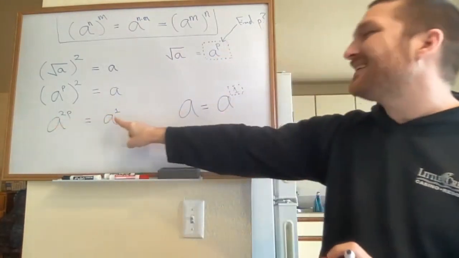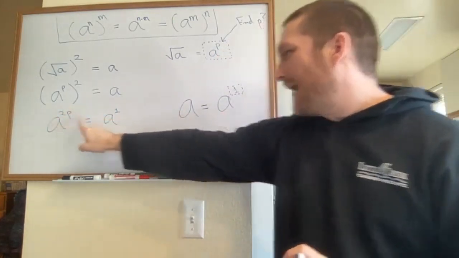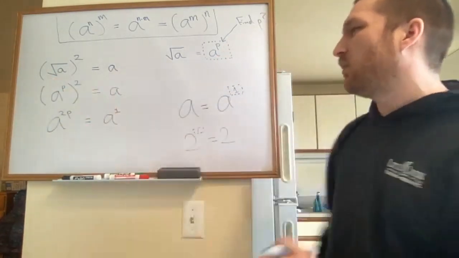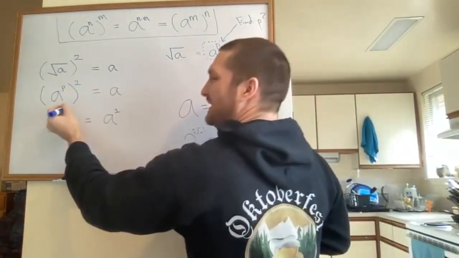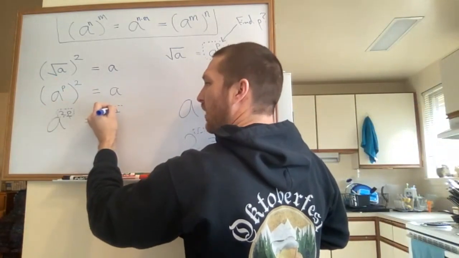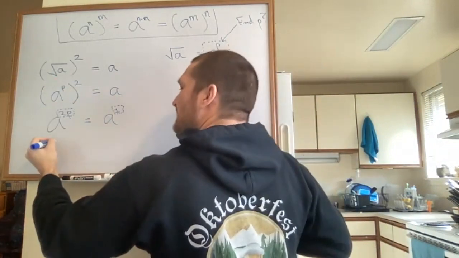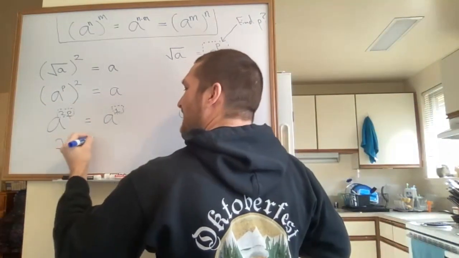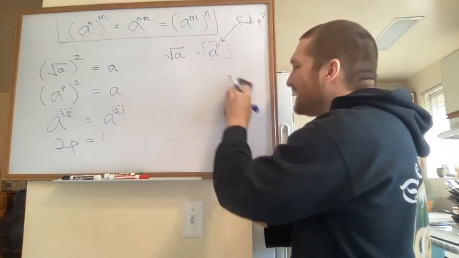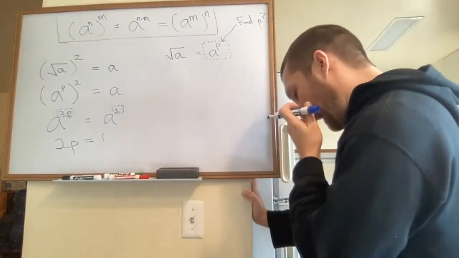We could say, well, wait a second. Then these things have to be equal. If a raised to some power is equal to a to the 1, then it must be the case that whatever this is has to equal 1 right there. And so it must be the case that 2p is equal to 1, and therefore p is equal to what number? Hold on a second. Okay.